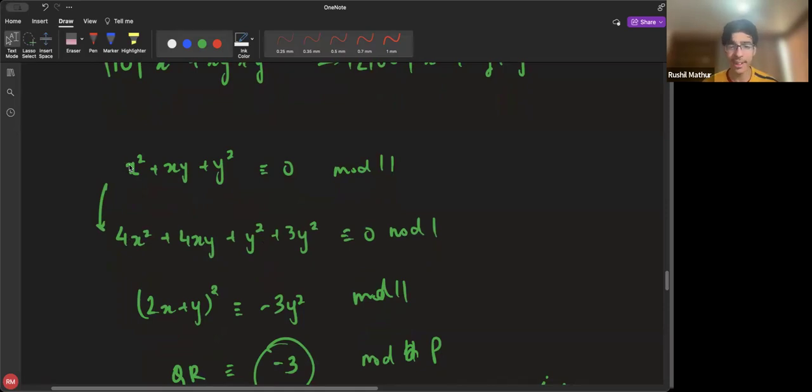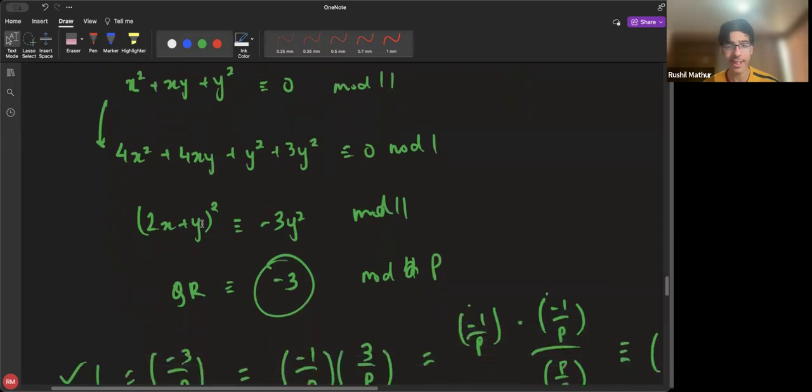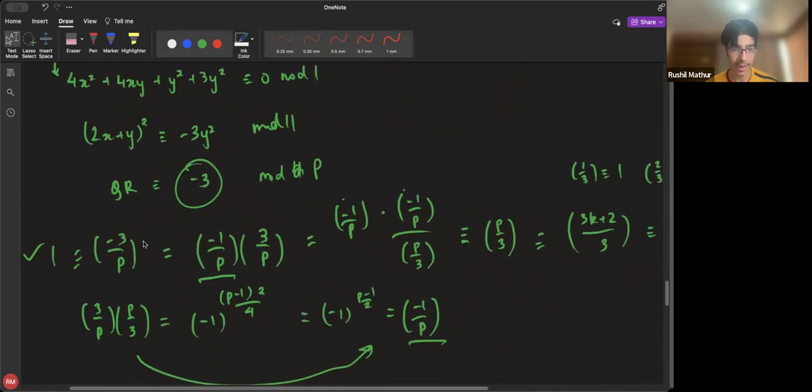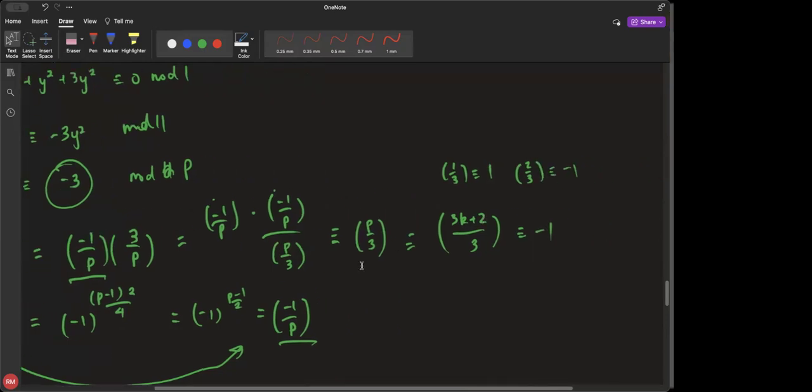Actually, you can do it directly here. You can say x plus y by 2 whole squared plus 3 over 4 y squared, but just for the sake of avoiding fractions, you can write it like this. So you can say 2x plus y whole squared is minus 3y squared. So minus 3 must be a QR. But that actually turns out to be false with some manipulation, because minus 3 by p is minus 1 by p times 3 by p, and 3 by p times p by 3 we can evaluate. Then it turns out that for this to work, you must have that p by 3 is 1, but that's false when p is of the form 3k plus 2.